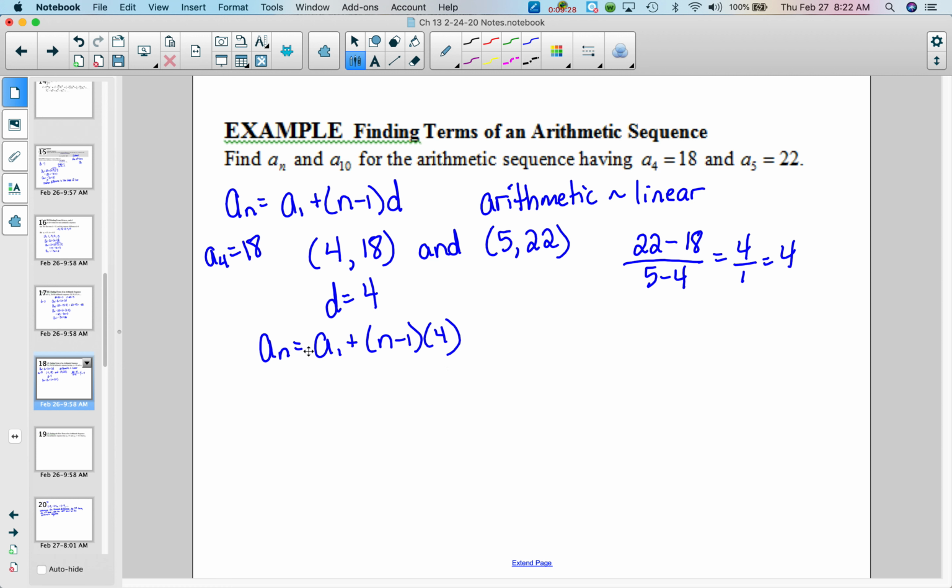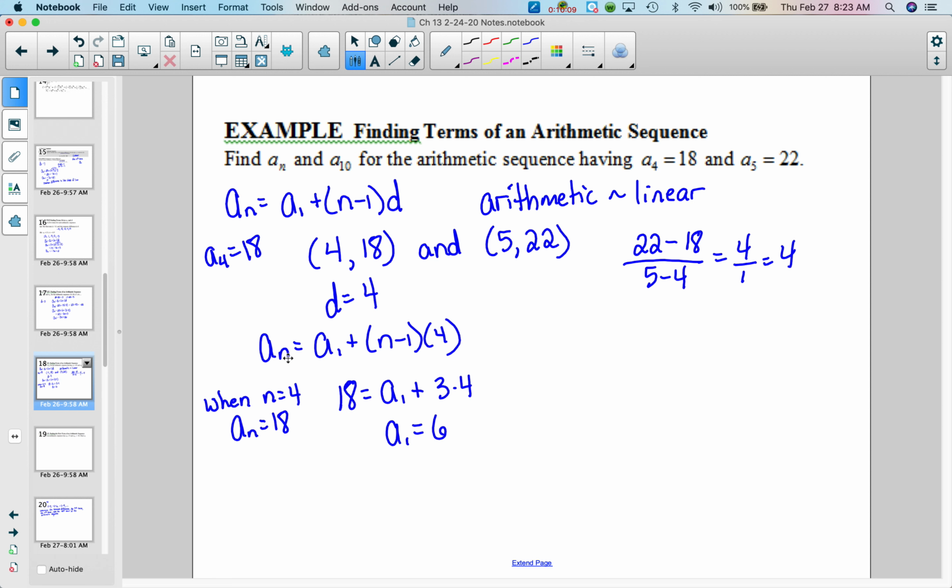So now we still don't know a sub 1. But I do know that when n equals 4, a sub n equals 18. And I could have said that when n equals 5, a sub n equals 22 and done the same thing. So I'm going to take those values and plug them in. So in place of the a sub n, I'm going to put an 18. I don't know a sub 1. In place of the n, I'm going to put a 4. So 4 minus 1 is 3. So we get a sub 1, we're going to have 18 minus 12. We get 6. So now I know a sub 1.